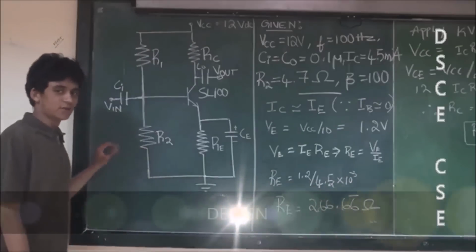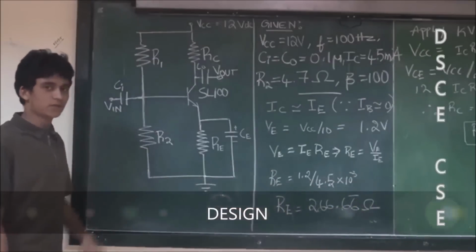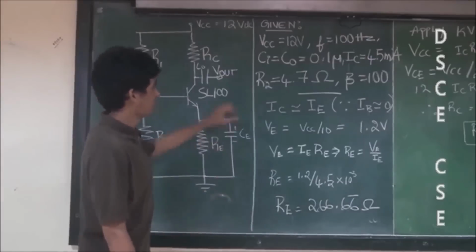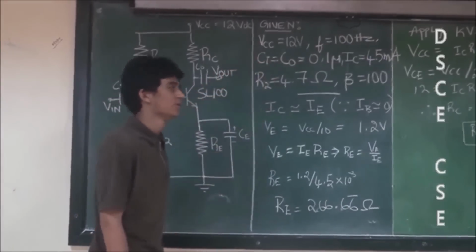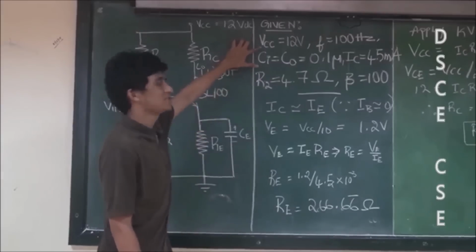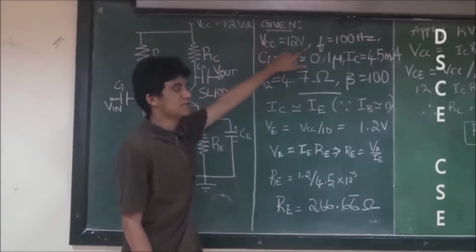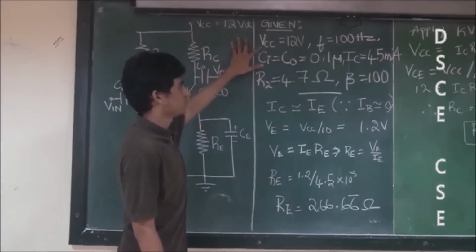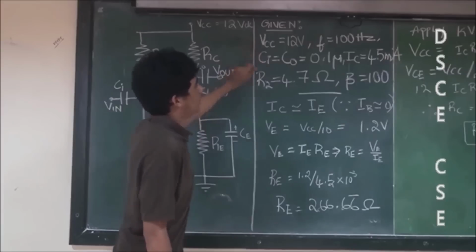This is the circuit we need to construct. And to construct the circuit, we need to know our resistor values and the capacitor values. We have certain values which are given to us before performing the experiment. We have VCC equals 12 volts. We have the frequency equals 100 hertz. And the coupling capacitors CI and CO are equal to 0.1 microfarad.